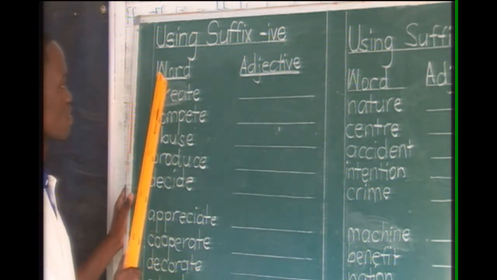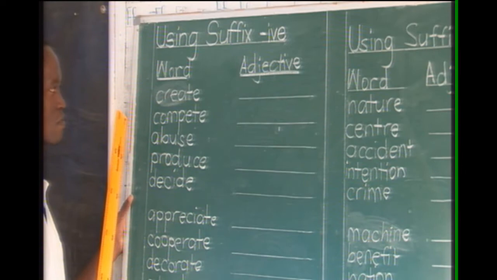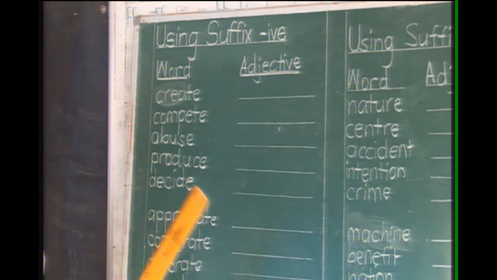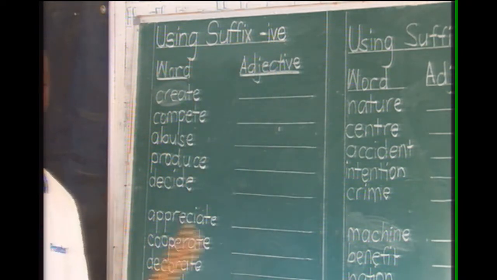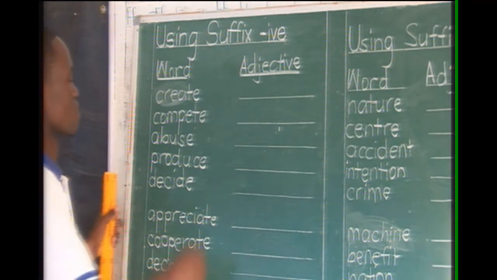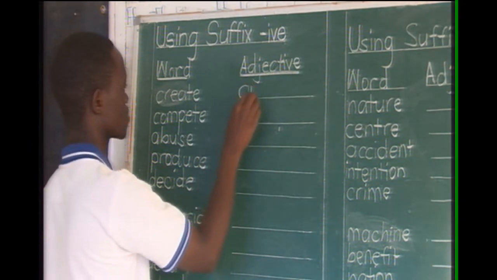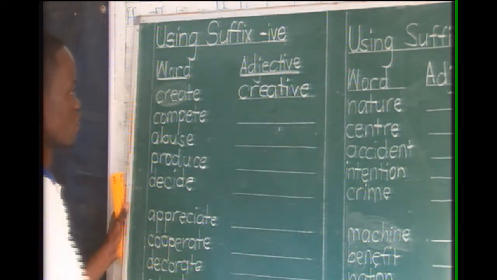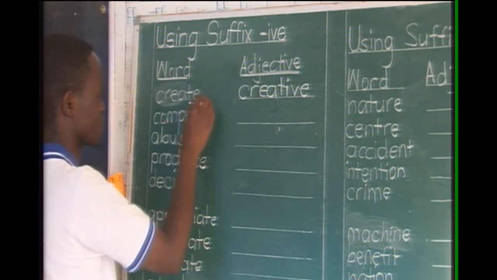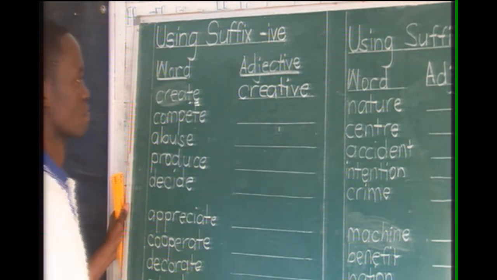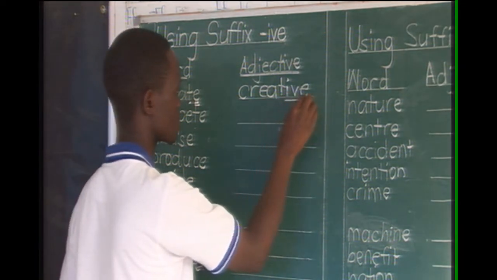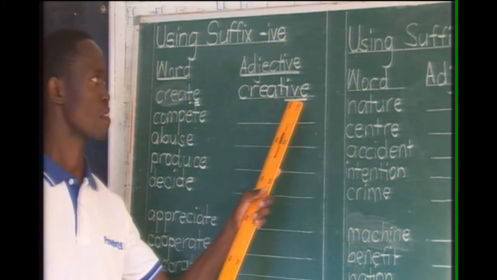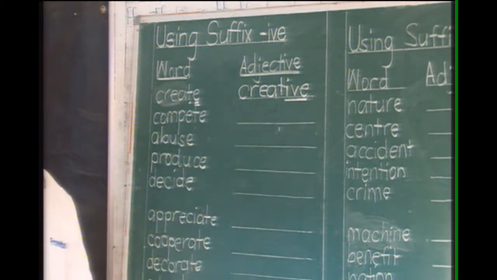We have the first word as create. Create has a T and an E at the end. So what happens when we use suffix IVE to form an adjective from create? We shall come up with this word, creative. Take note of the last T and E. See what happens to the last E. We change it to IVE as our suffix. So we have added suffix IVE to form the word creative from create.